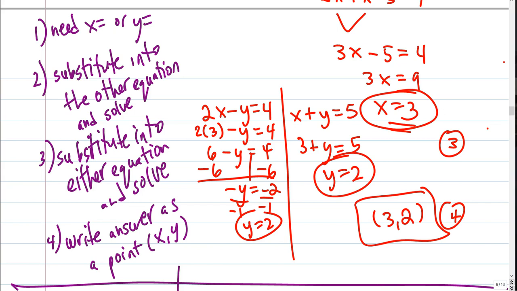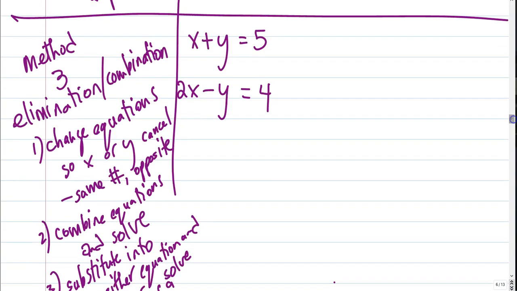When will I use graphing? Not unless they tell me, or unless I have technology and I'm wanting to show it off. When will I use substitution? Generally, if that's already done. If I have x equals or y equals, I'm going to use substitution. This one didn't have either really that I like, so I would encourage you to think about method 3, elimination. This one's actually primed for elimination. Some of you have been screaming at the screen for the last 8 minutes going, why don't you just combine these and cancel? Okay, let's talk about that.